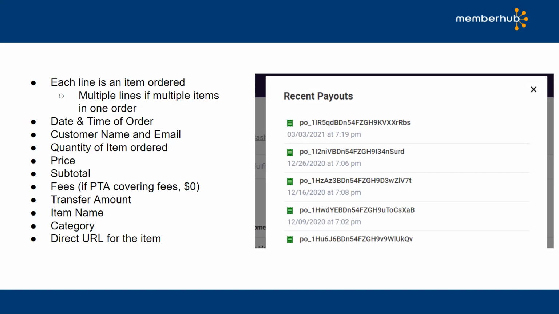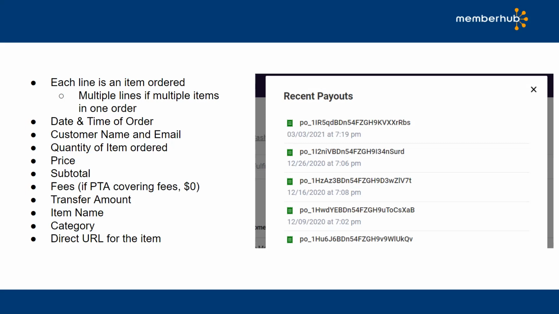Every order has a date and time stamp with it, with the customer's name and email, the quantity of items they ordered, the price, the subtotal for their order, the fees. Now the fees column is particular. If your PTA is covering the fees, then that column is going to show 0 because that means the customer paid 0 for fees. This is only going to show what the customer paid. Now, if the customer is paying for the fees, then it's actually going to show their fee amount. The transfer amount is what your PTA gets.